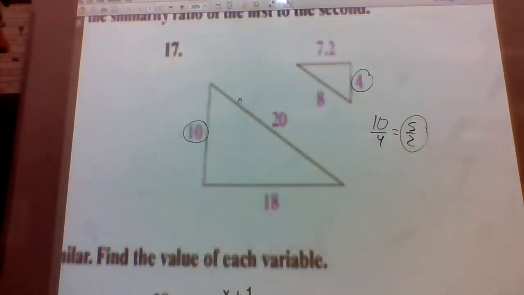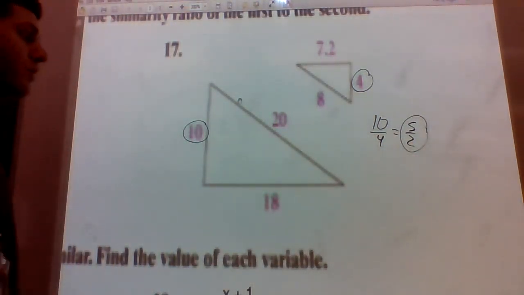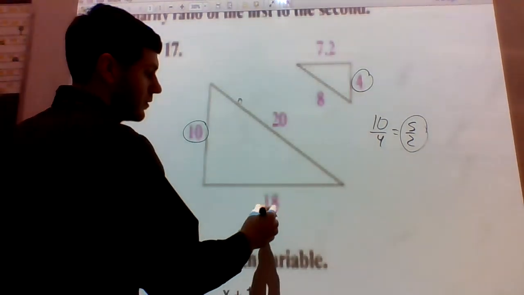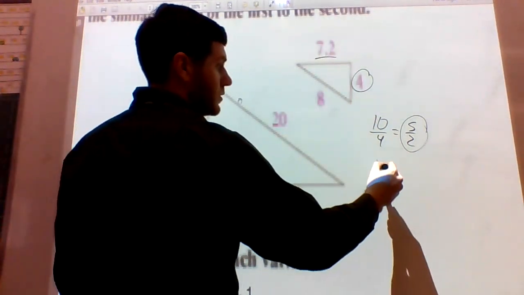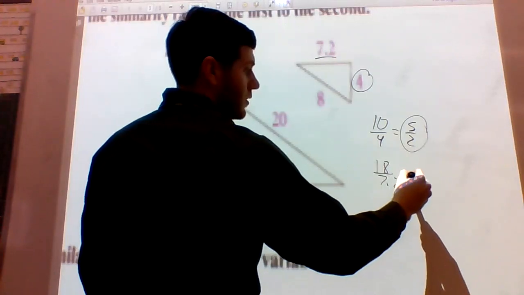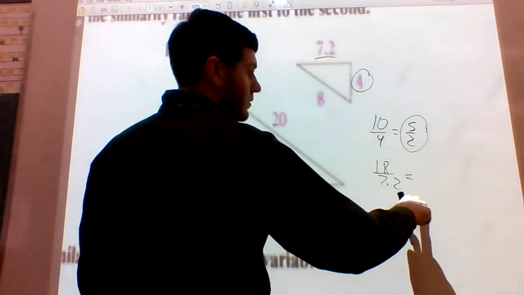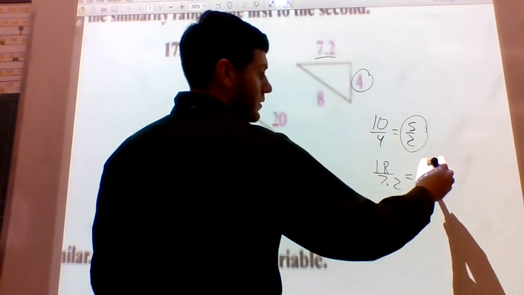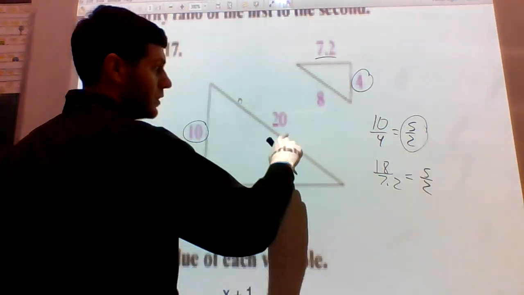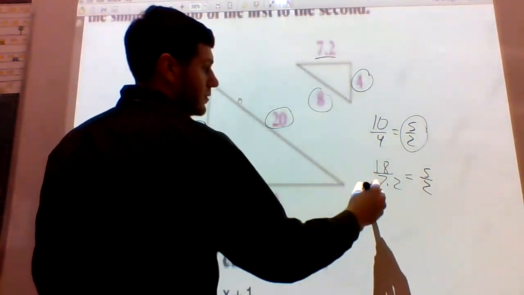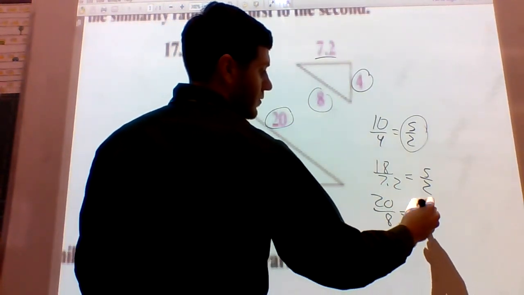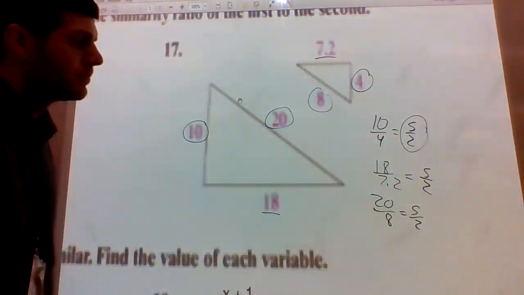Okay, just for fun, we can check the other ones to make sure they're all right. So 18 is the middle length. So 18 is going to pair up with 7.2. If we put that in the calculator, we're going to get 2.5, which is 5 over 2. The largest sides are 20 and 8. And 20 over 8 is 5 halves.